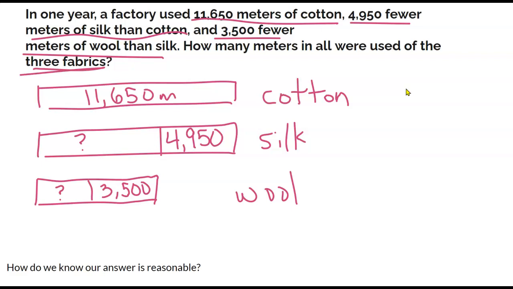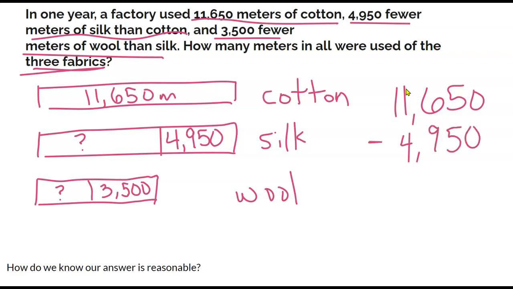Okay, so let's go ahead and figure out how much silk they had. So I know that all together they had 11,650 meters of cotton. So in order to find out how much silk they had, I need to take 11,650 and take away 4,950 meters because they used that much fewer of silk. So I'm going to use the standard algorithm.